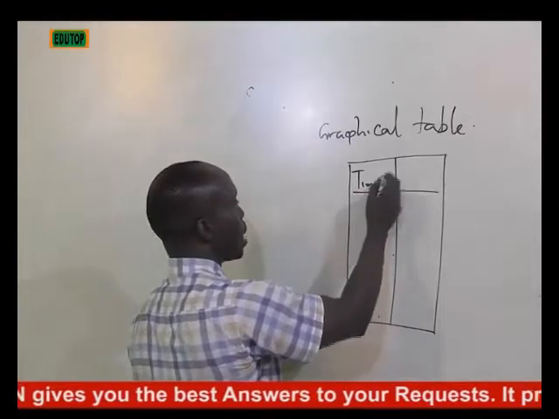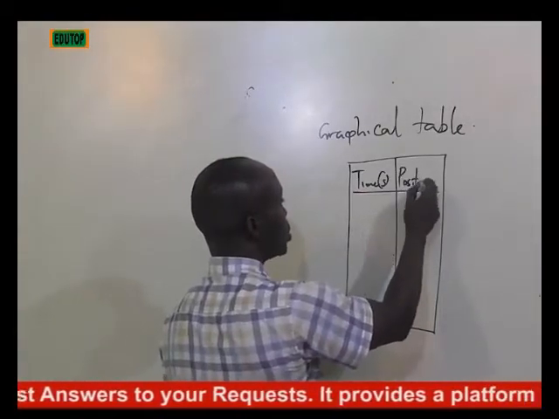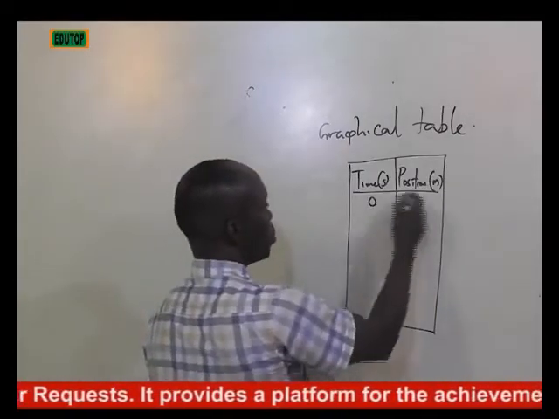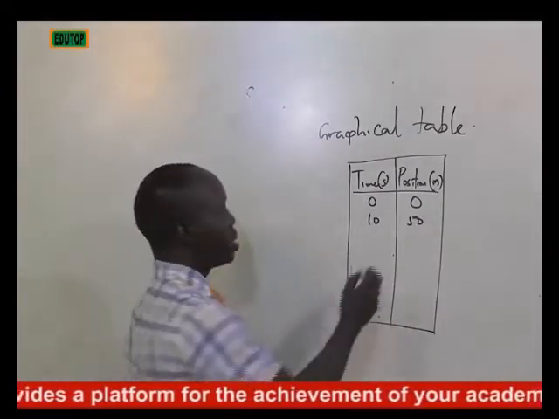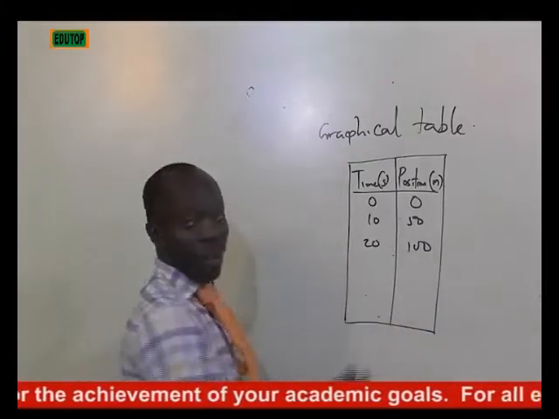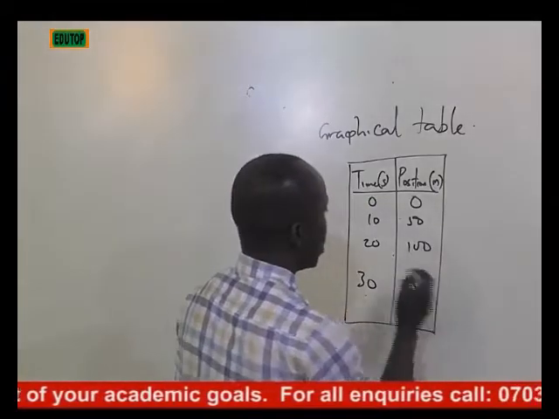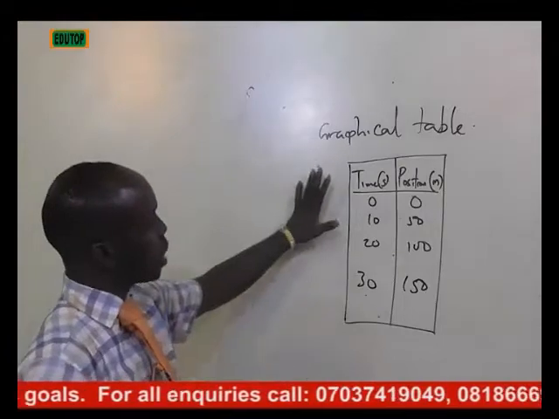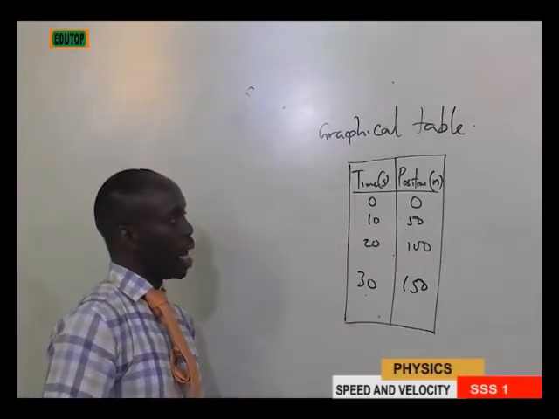This point is given as time in seconds, and the next point is given as position, which is still my x in meters. We're giving the first point as 0, 0, the second point as 10, 50. The third point as 20, 100, meaning that this is 20 seconds and this is 100 meters. Now the last one as 30 to 150. Now if you are told to expatiate this, or to explain what this table of numbers means, how do you explain this?